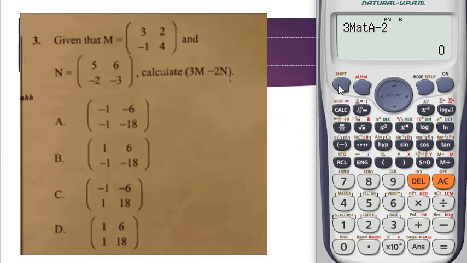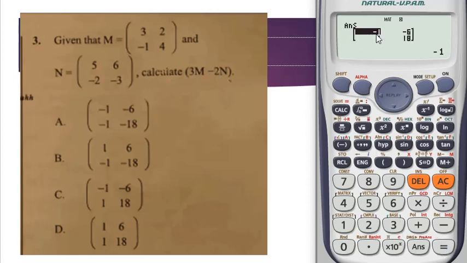So again, click on shift, click on 4, which corresponds to the matrix, and then you choose Matrix B, because that's where we recorded the n matrix. So click on B, that's number 4, so click on that. So you have 3 matrix A minus 2 times Matrix B, the same as 3m minus 2n.